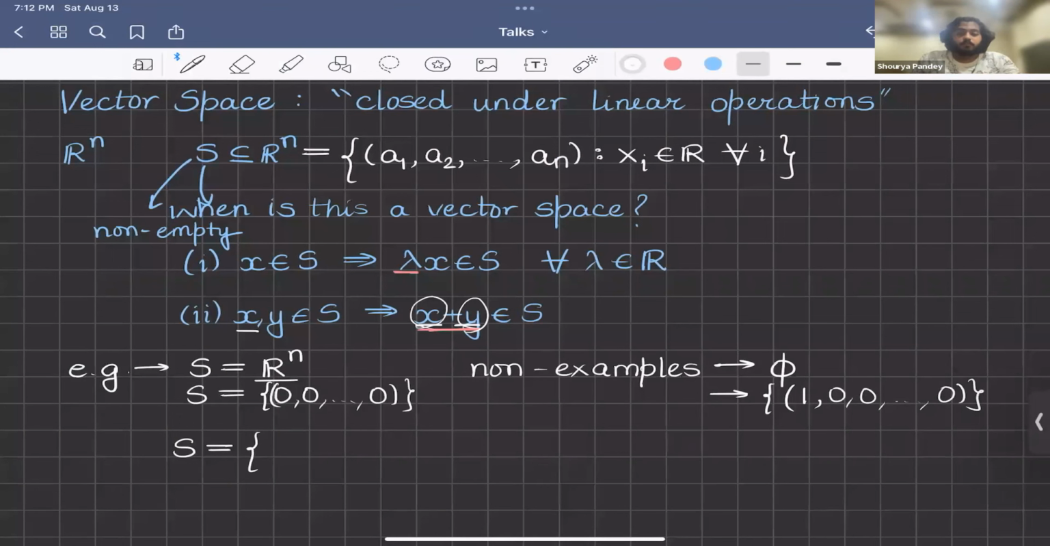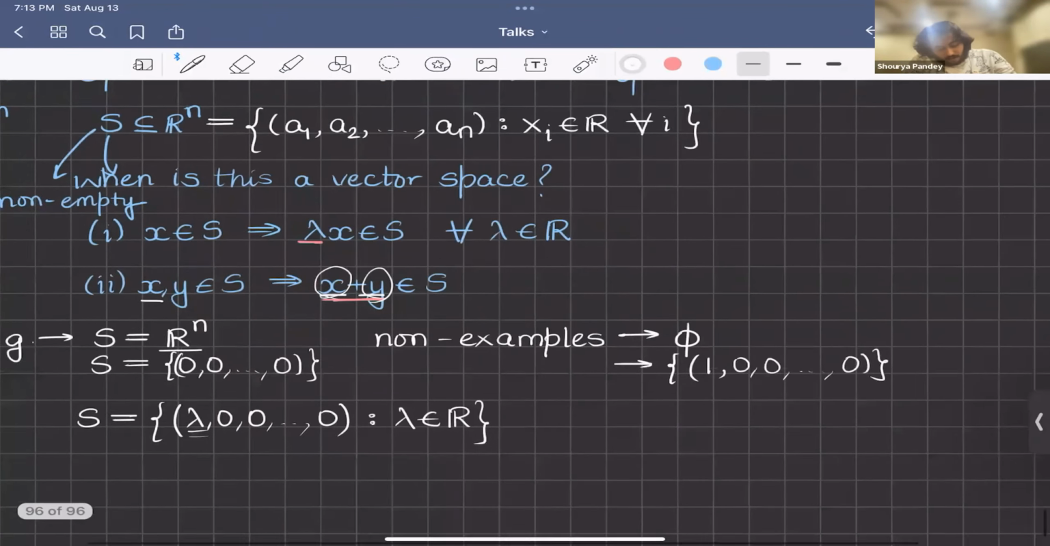What about a line passing through the origin? How about the set containing lambda, 0, 0, where lambda is real? This is an example, right? Because if I scale it up by anything, it will be in the set. And if I add two elements of the set, lambda 1 and lambda 2, then you get lambda 1 plus lambda 2, which is also in the set.